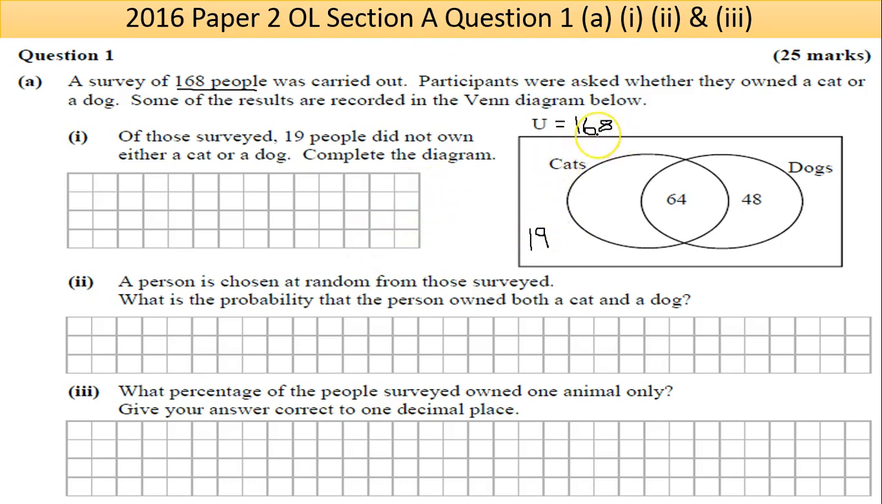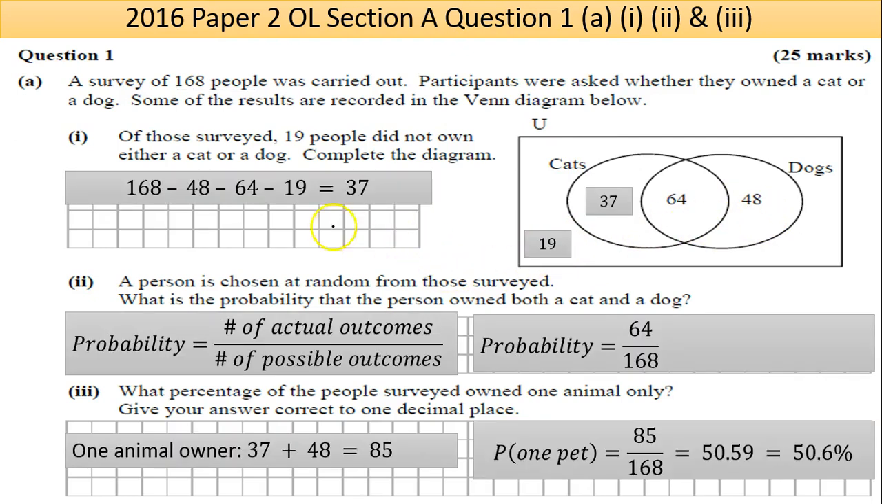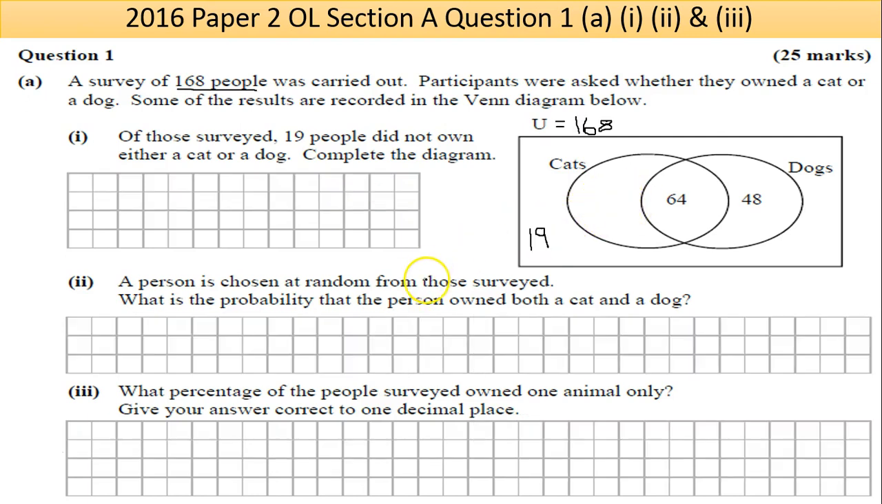Now, if 168 people are in total, you have 168, take away the 64, take away the 48, and take away the 19, you end up with the right answer. So I've done that there. Taking away the three figures, you're left with 37. That's the number of cats. Okay, so let's go back.